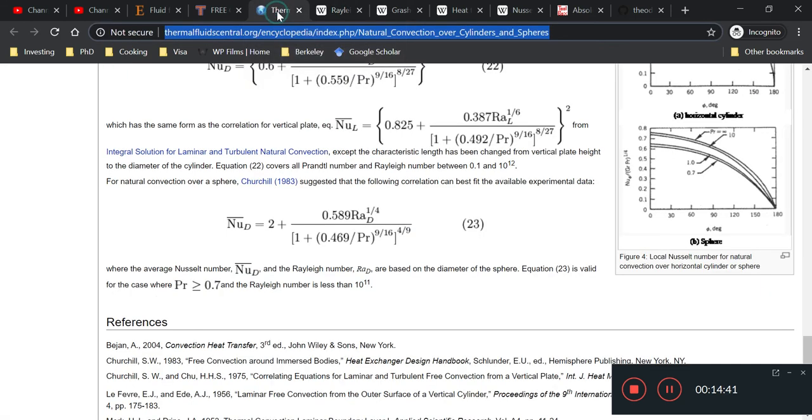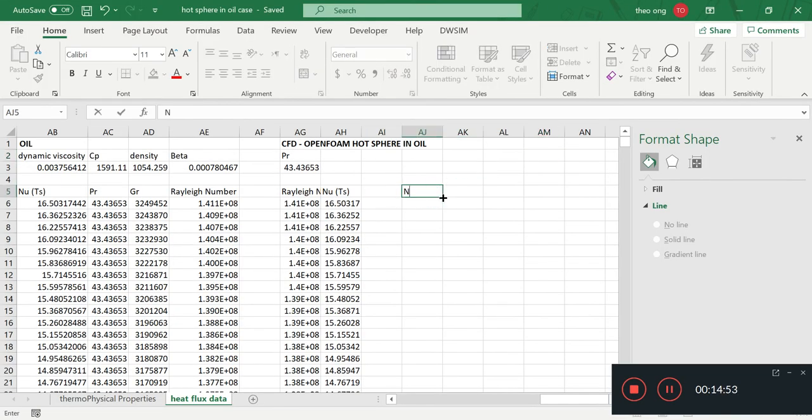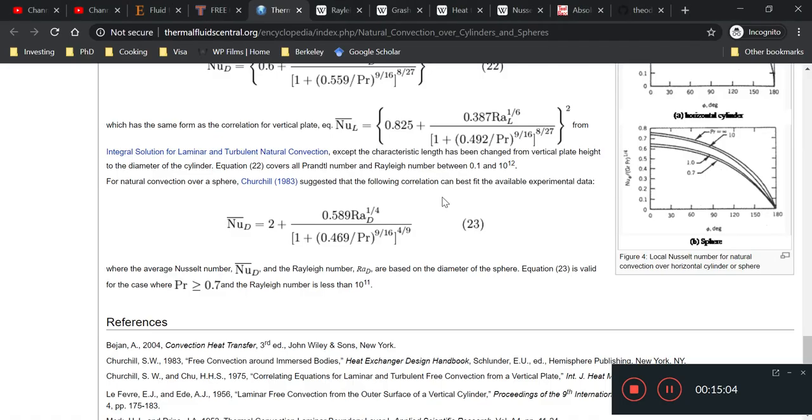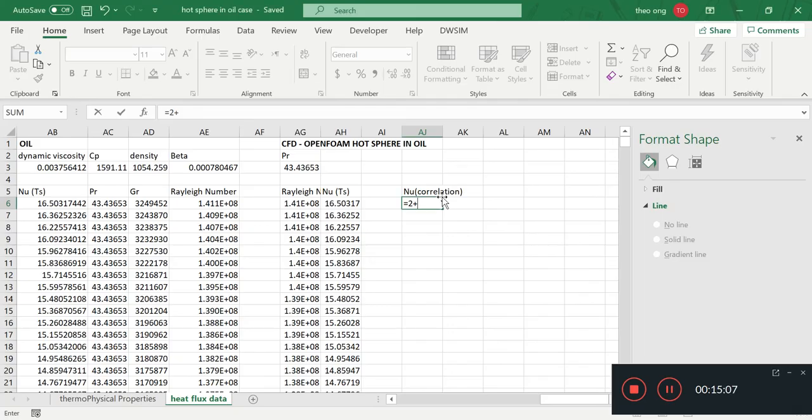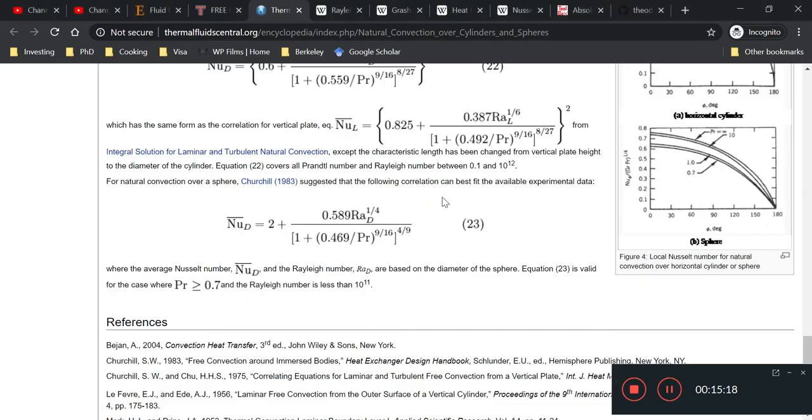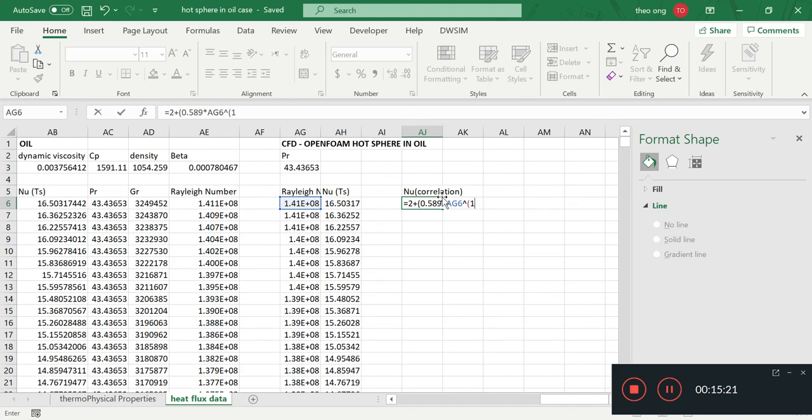Where's the correlation? We want to use this correlation. So we have 2 plus something. Nusselt in the correlation is this. I'll just do it here. Correlation equals 2 plus 0.589 times Rayleigh to the power 1 over 4. 0.589 times the Rayleigh number to the 1 over 4.